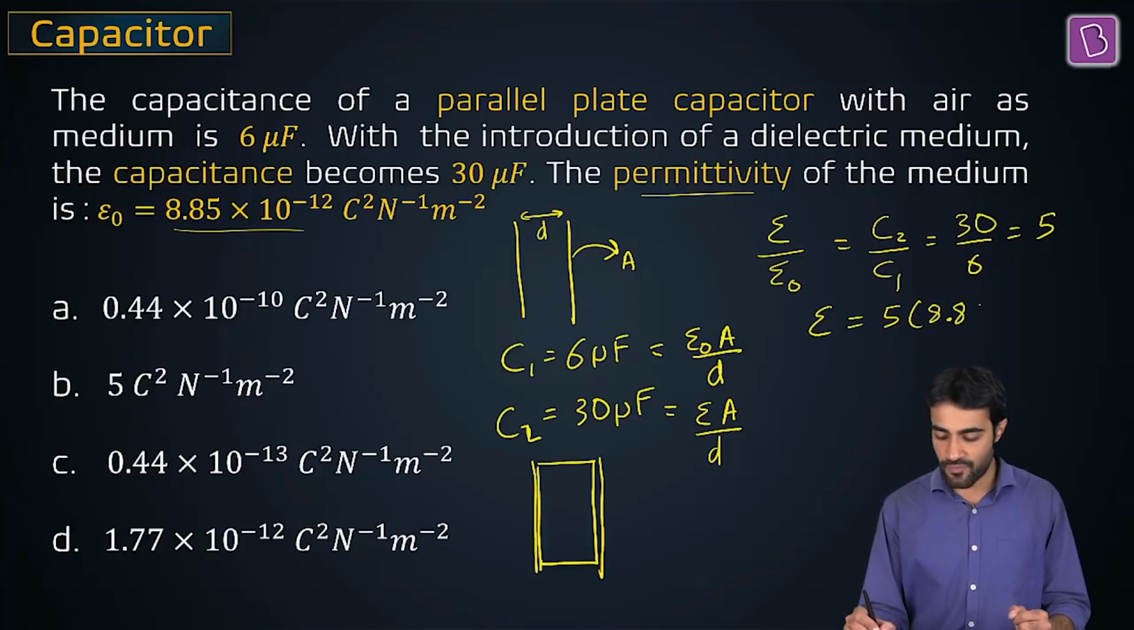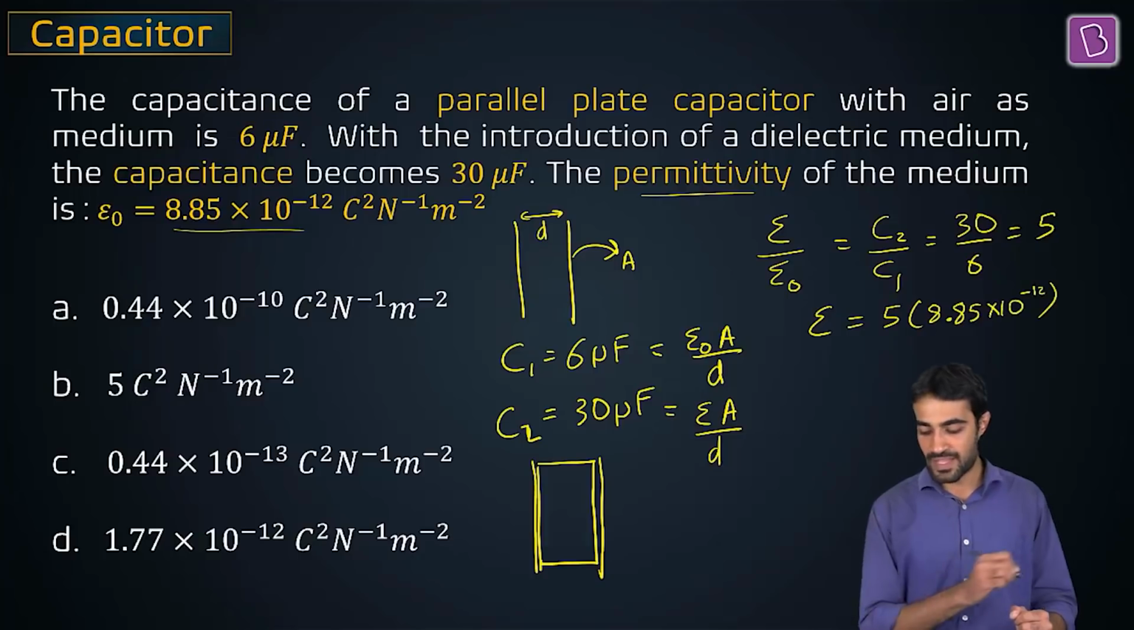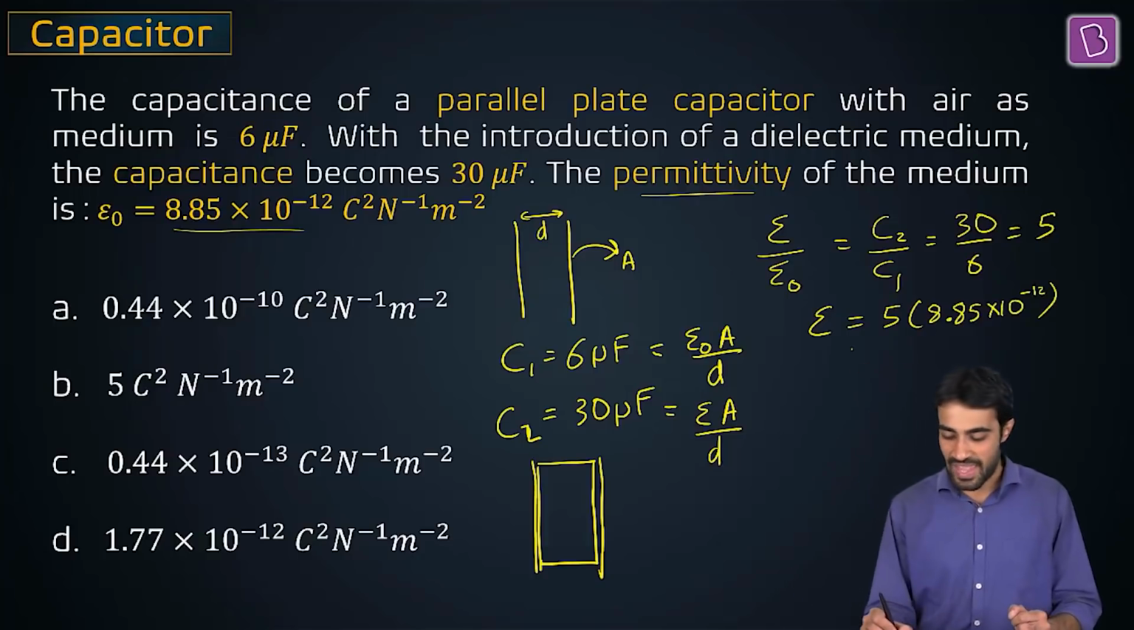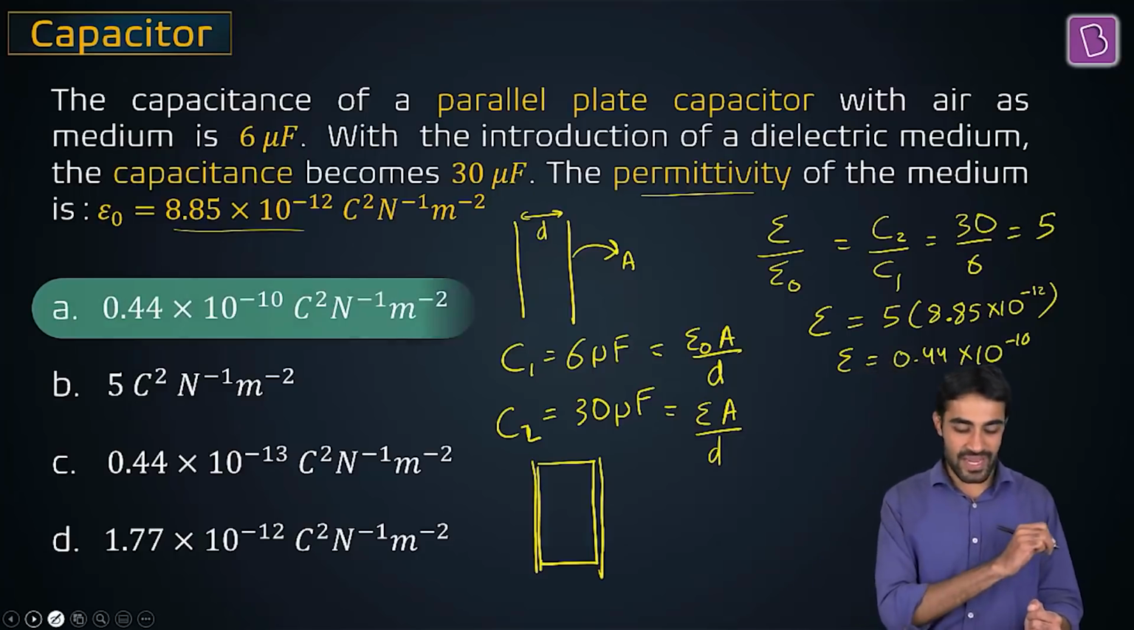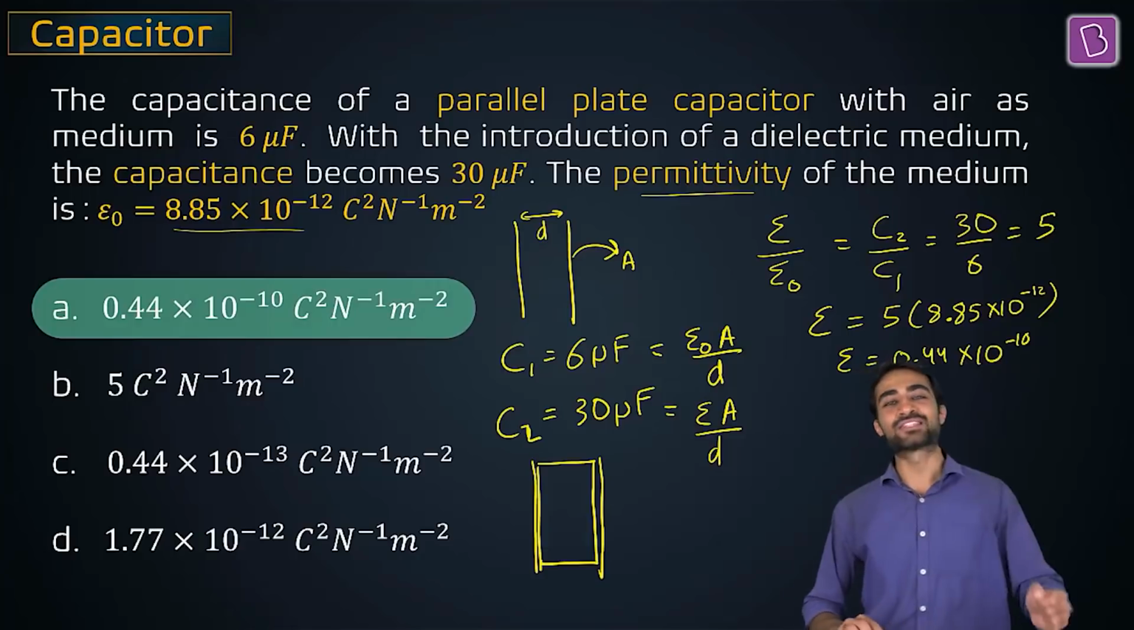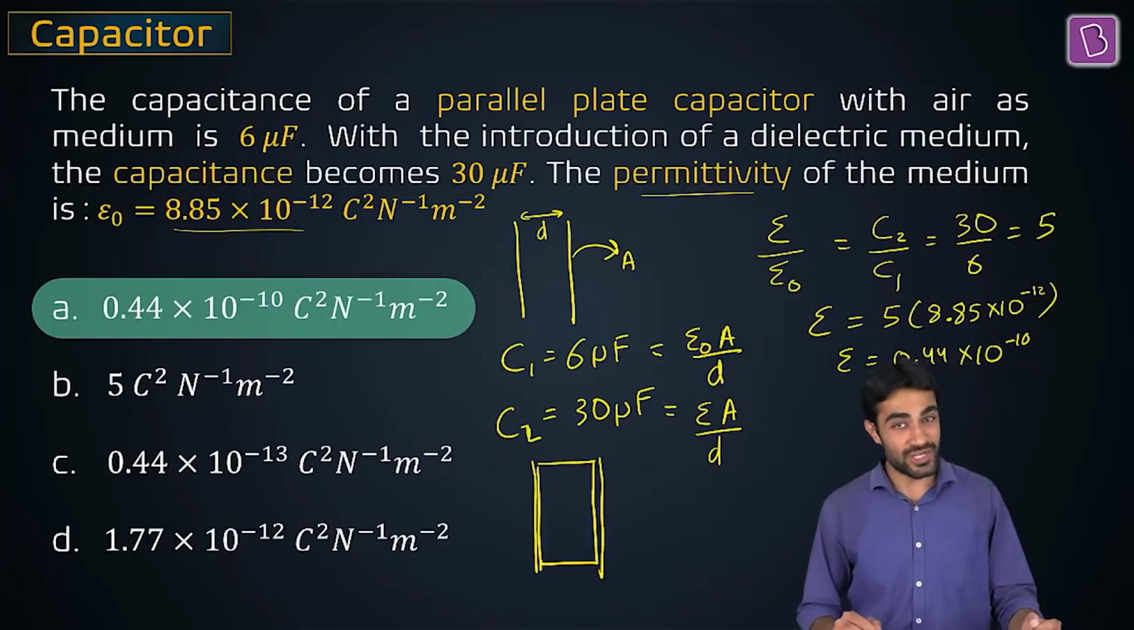8.85 into 10 raised to the power minus 12. What are we getting? Epsilon is equal to 0.44 into 10 raised to the power minus 10. Isn't it true? Yes? Okay. So we can go and mark option A as the right answer for our question.